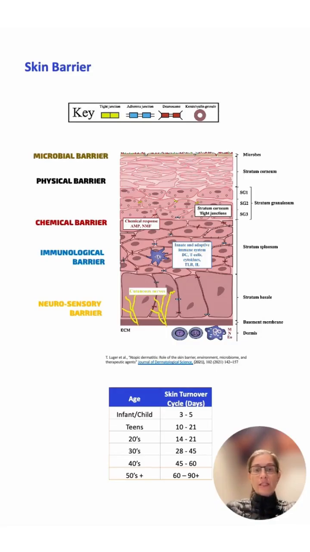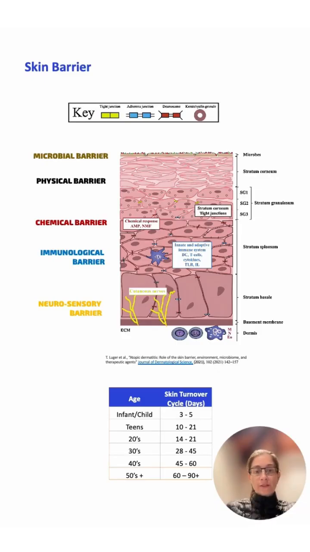The next layer down is the innate and adaptive immune system, that is the immune barrier. This is found in the stratum spinosum and across the visible epidermis, where the immune cells and mediators are shown. There are Langerhans cells, T cells, cytokines, toll-like receptors, and interleukins, as well as dendritic cells that sense danger and drive inflammation or tolerance. Together, all of these components form the innate and adaptive immune system in the skin.